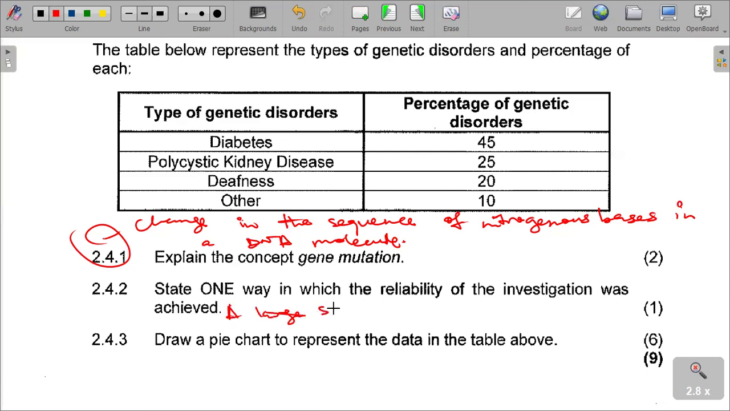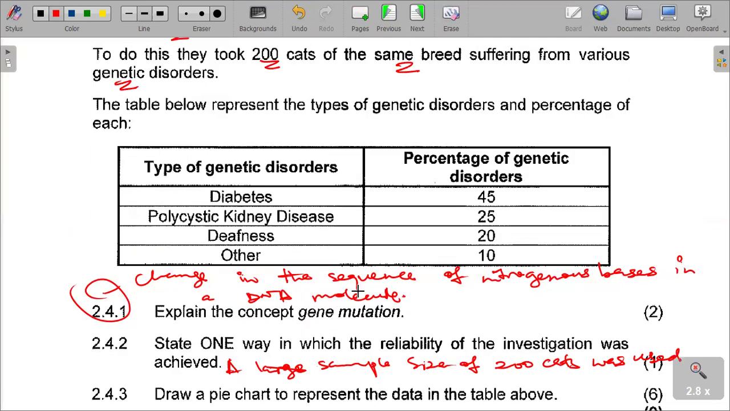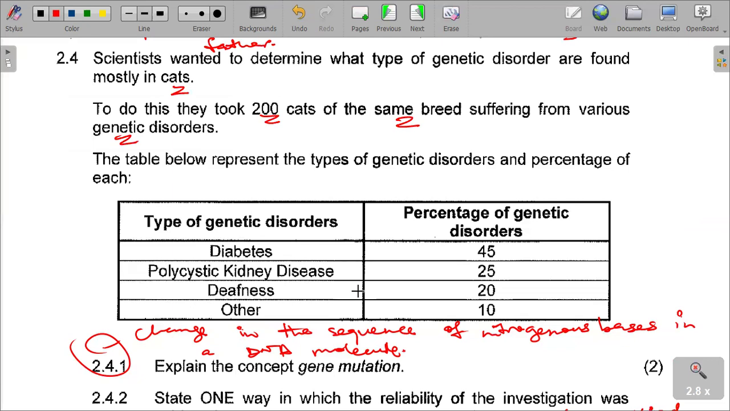A large sample size of 200 cats was used, and also the cats were of the same breed.